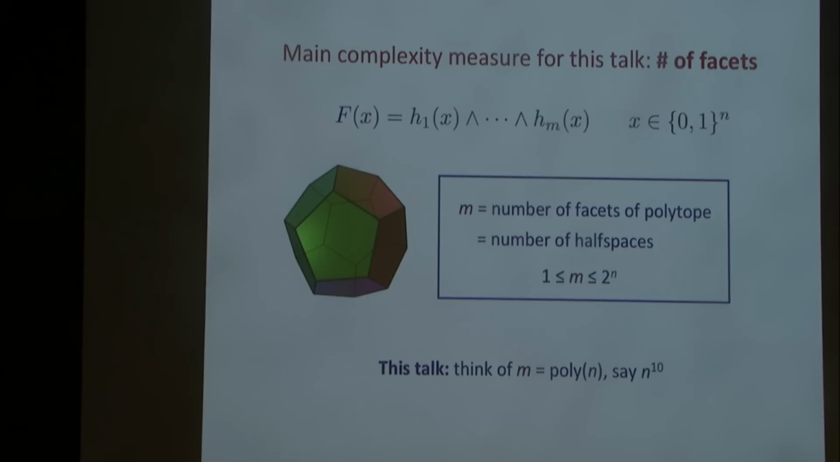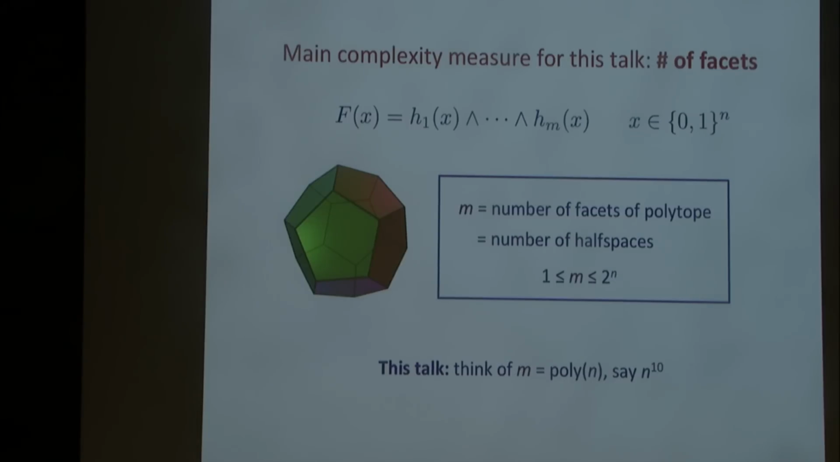Yes? Is m the minimal number, or is m a parameter? M is a parameter, and we want to do as well with respect to m as possible in this talk. But you might as well represent the same polytope with fewer. Sure, yeah. So we're going to be interested in the class of m-facet polytopes, all functions that can be described as intersections of m-facet polytopes for some m.